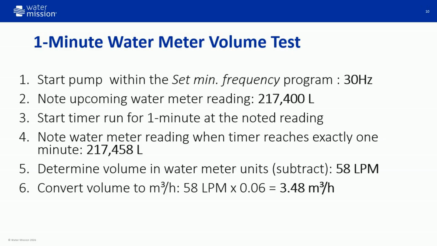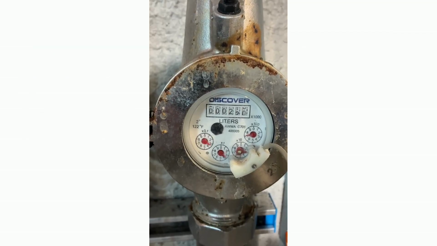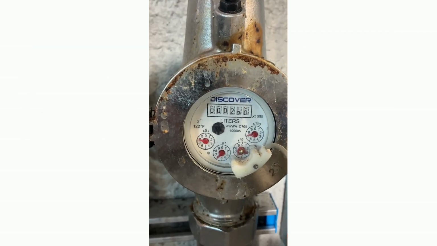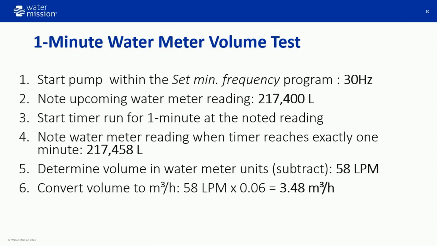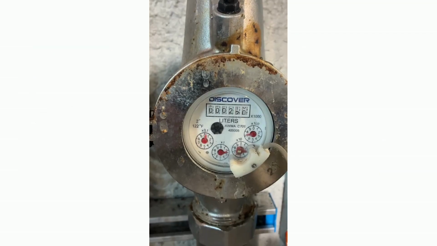A 1-minute water test must be conducted at each frequency tested until the frequency corresponding to the desired minimum cooling flow rate is identified, in our case, 3.84 meters cubed per hour. With the pump running at a known frequency, in this case, 30 Hz, look at the water meter and identify an upcoming value as the meter is reading and make note of it. For example, 217,400 liters. Right when the meter hits that exact value, start a timer for 1 minute.